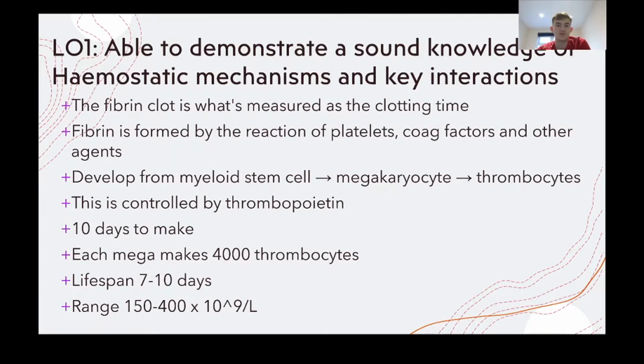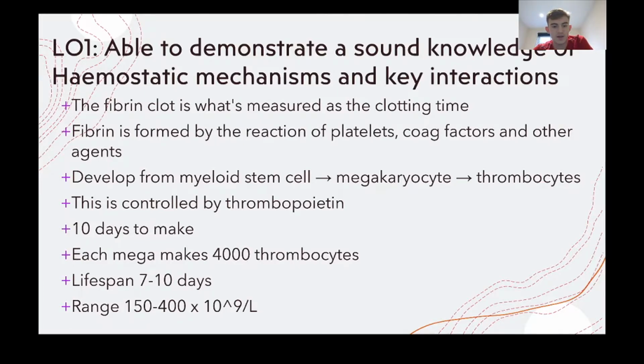So firstly, let's talk about the basics. When we measure clotting time, this is measured through this fibrin clot that we're going to talk about. And hemostasis just means maintaining the blood, keeping it healthy so nothing bad comes in. And that's mainly to do with when you get a wound, we get these platelets coming in to seal it. And that's what we're going to talk about today. So fibrin is formed by the reaction of these platelets, coagulation factors, and other agents, which we'll cover.